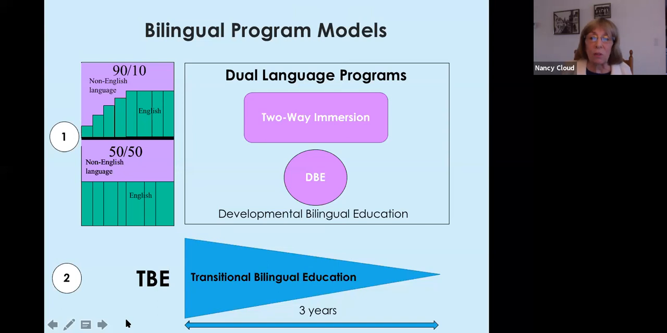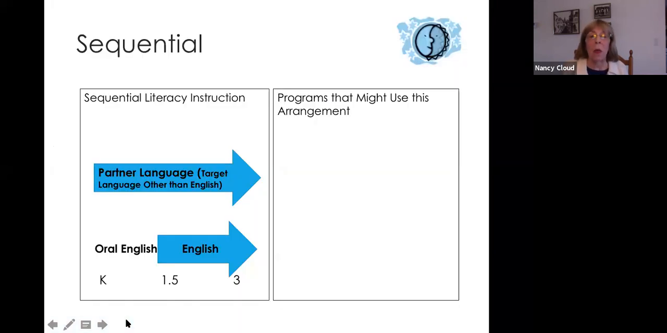Now, I'm going through this for a particular reason, because I'm assuming that all of you are working with either a dual language program or a TBE program. So I just wanted to make sure that we're all understanding the difference between these.